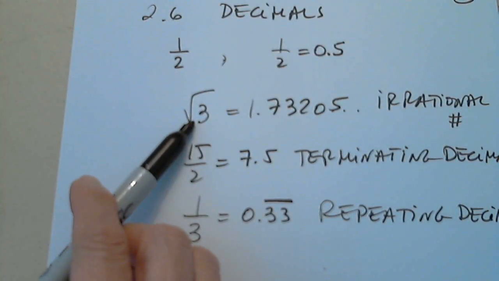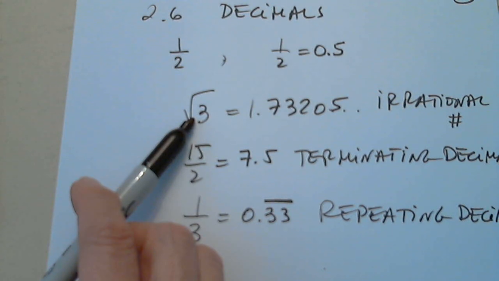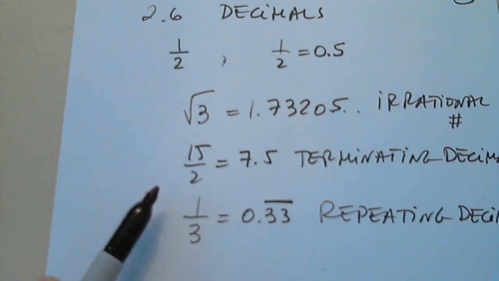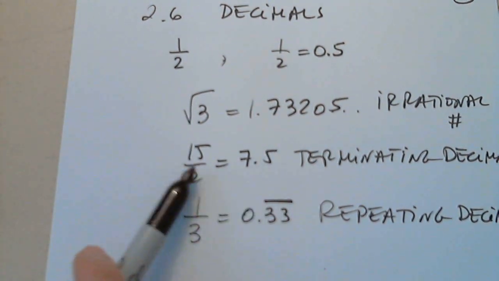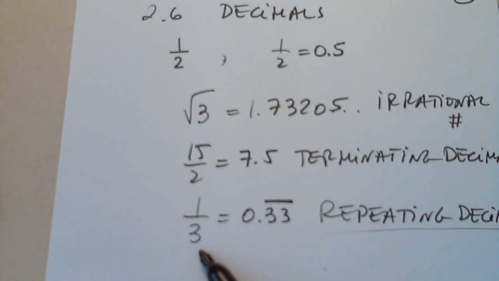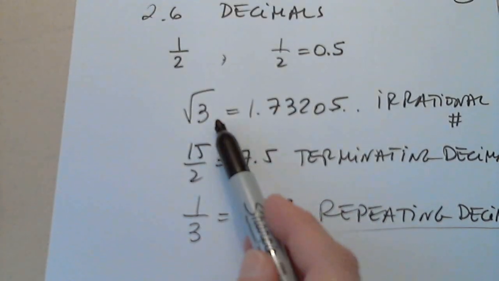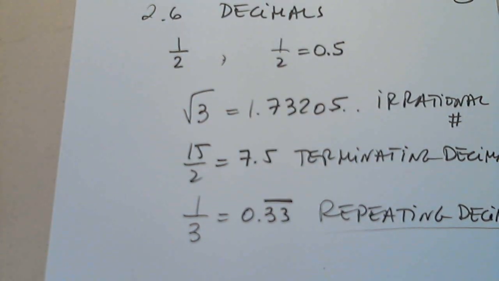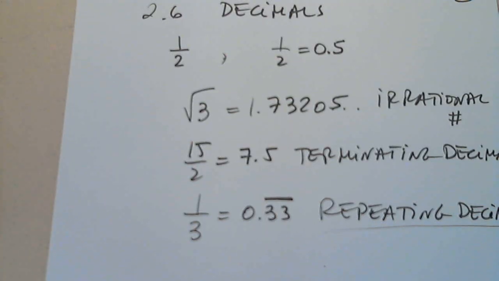This can never be changed into a fraction without approximating the number. It's not going to happen. This is already a fraction. It's a terminating decimal. Even this one, which is a repeating decimal, can be changed into a fraction with no approximation. But this one cannot. Okay. So back to the book.